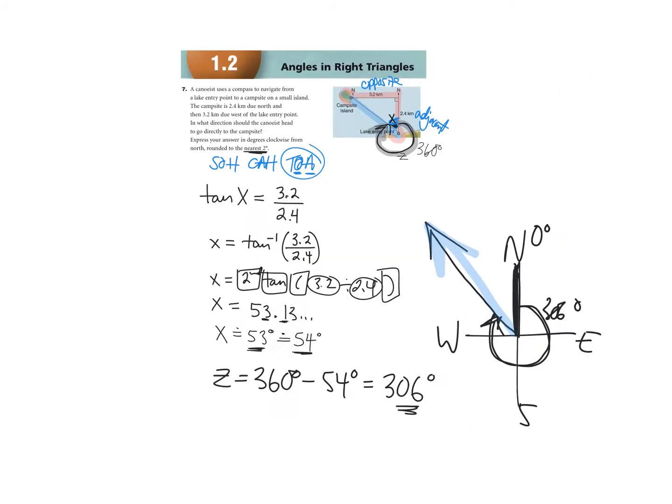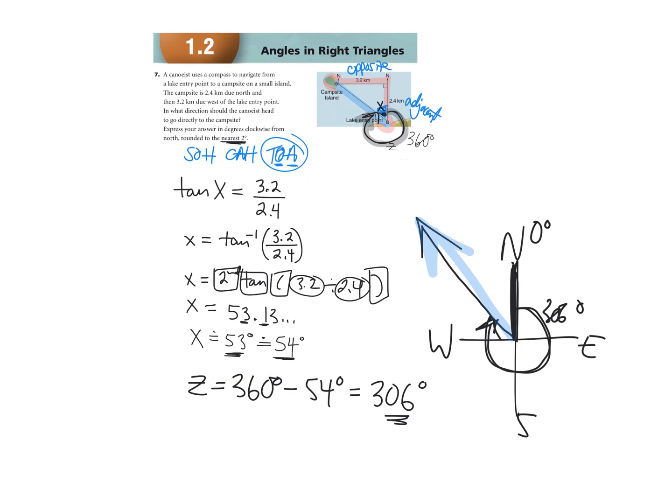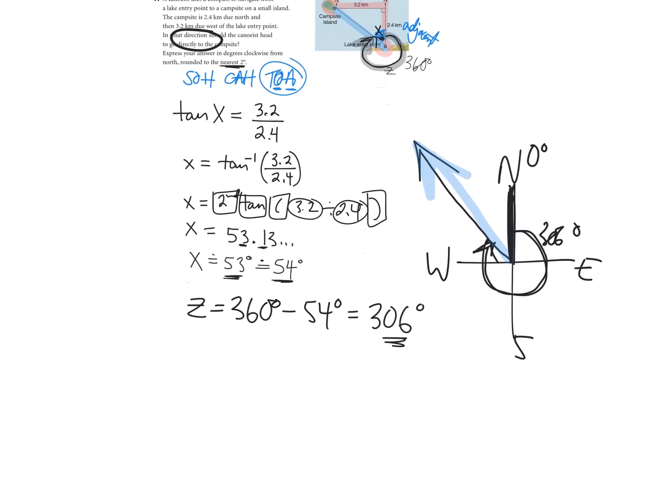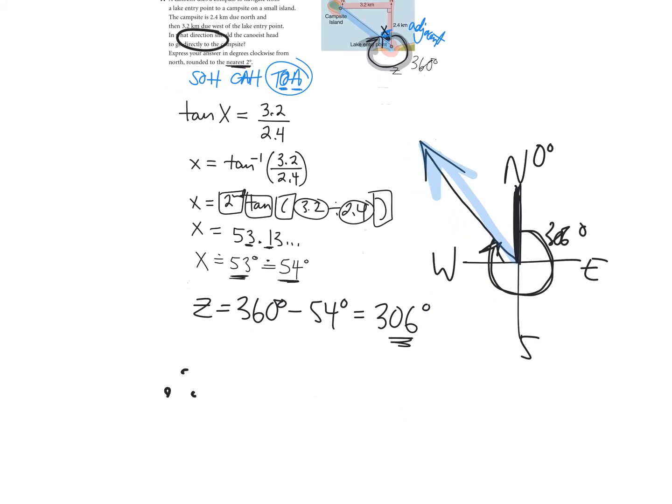Okay, so the question asks in which direction should this person travel directly to the campsite. So therefore, at a direction of 306 degrees.